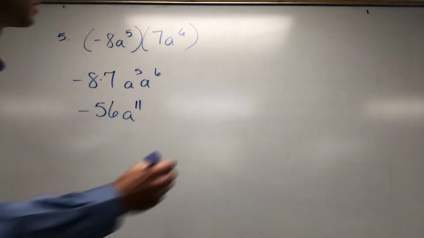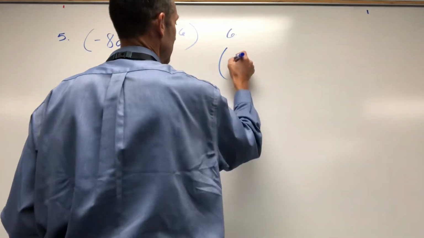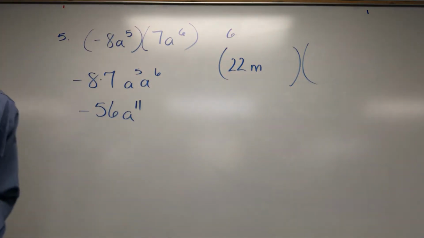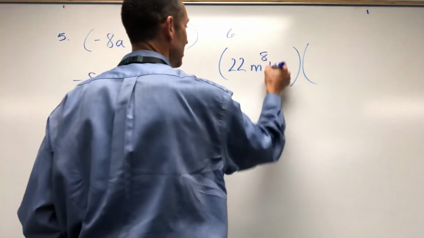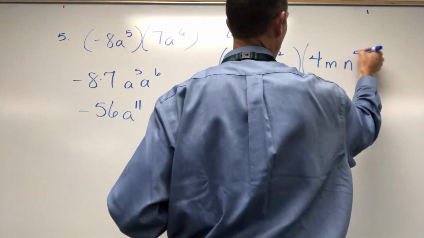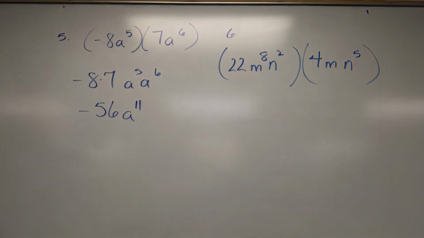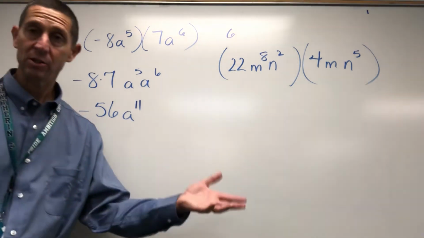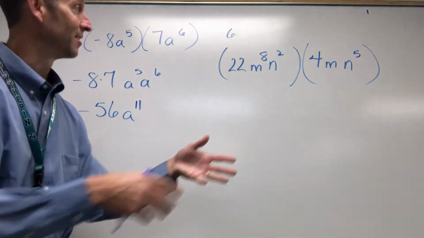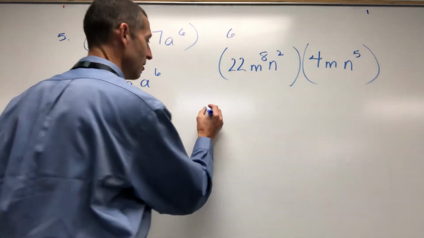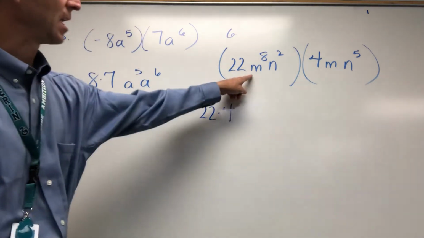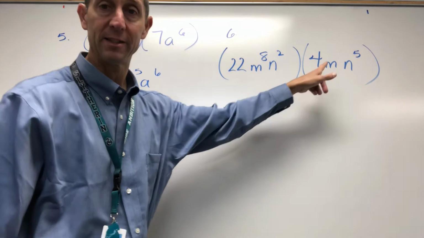5 plus 6, 11. So that's one you'll definitely see again. Let's do another one like that. How about, let's say, 22m to the 1, n squared, times 4m, n to the 5th. Let's say you have this problem. And again, you just want to stay organized. Numbers together, letters together. Let's go. We got the 22 and we got the 4. We got them multiplied together. You have an m to the 8th and an m all by itself.